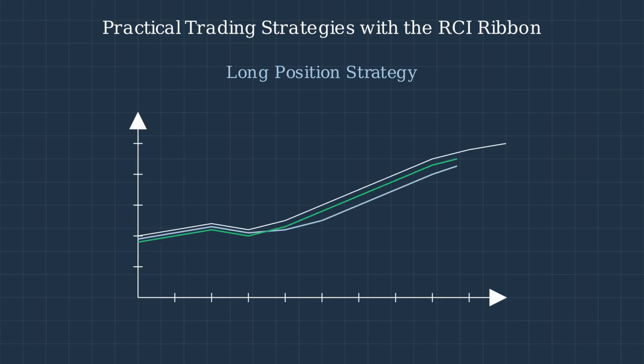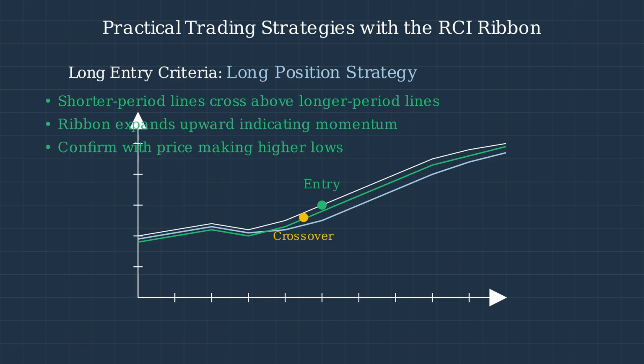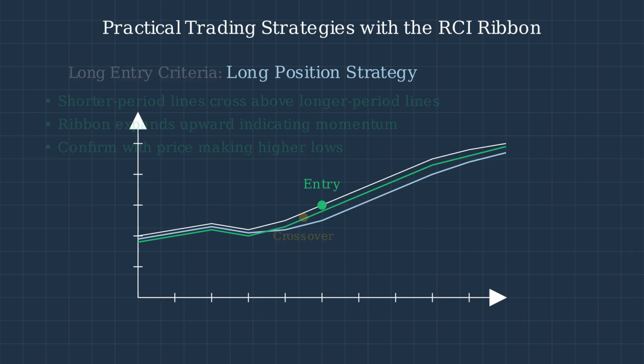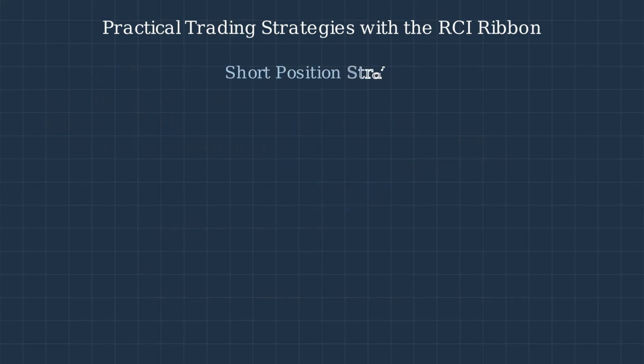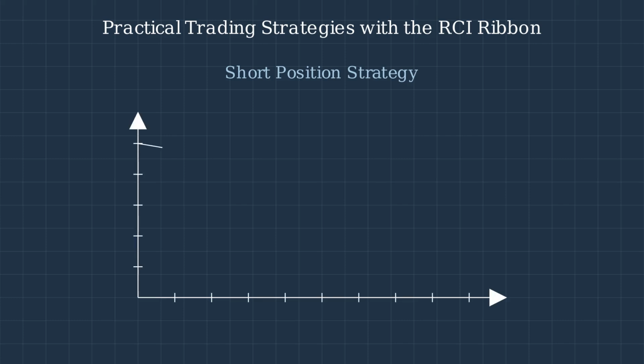Enter long positions when shorter period lines, shown in green, cross above longer period lines, and the ribbon begins to expand upward. The key entry criteria include shorter period lines crossing above longer period lines, upward ribbon expansion showing increasing momentum, and confirmation from price action making higher lows. Exit long positions when the ribbon begins to contract, shorter period lines cross below longer period lines, or when price momentum slows significantly.